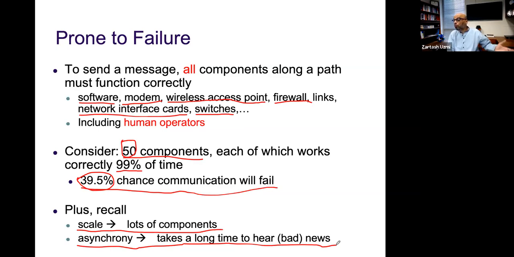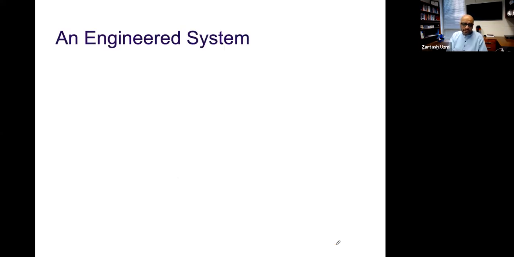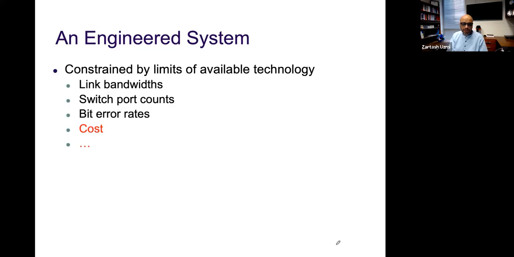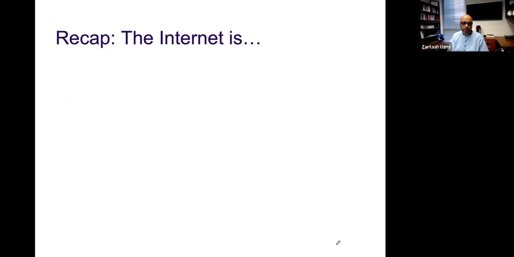We saw the example, 22 million cycles will be executed by your CPU even if you hear something from Karachi, as close as Karachi, because of the fundamental limitation of the speed of light. So the internet is an engineered system, constrained by limits of available technology, bandwidths, switch port counts, bit error rates, cost, and so on and so forth.